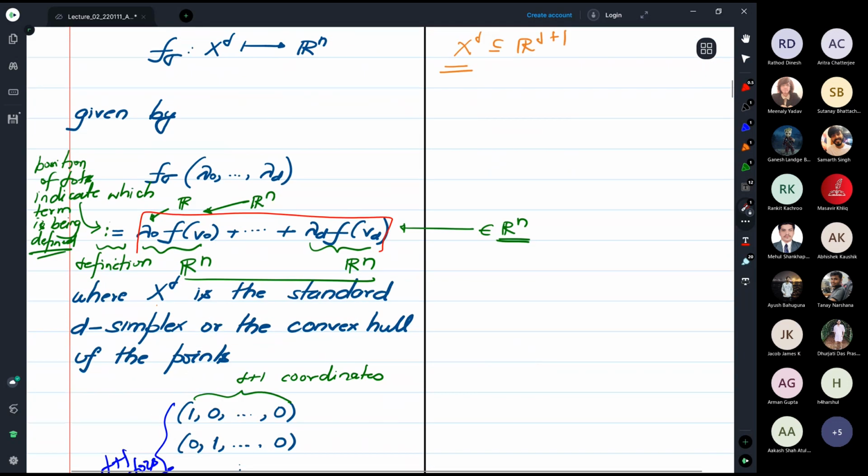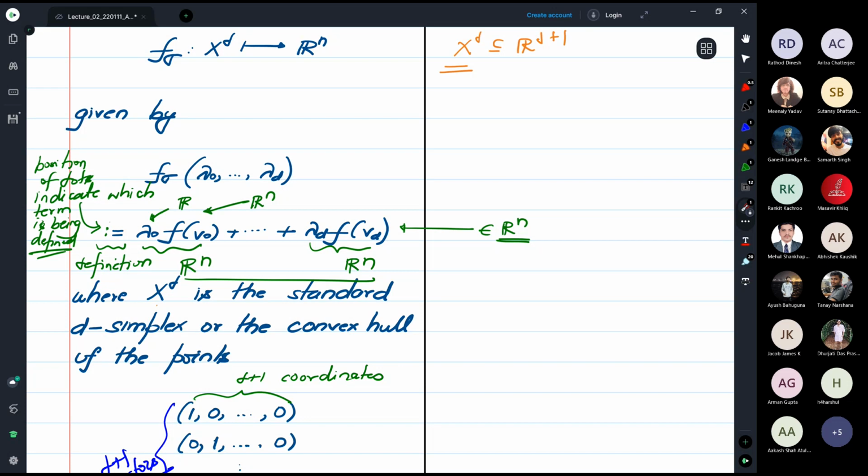Is this okay? Let me pause here for a couple of seconds. If there are any questions with regards to the way we have defined f sigma, this may be a good place to ask. Hello, sir. Sir, f of v0 up to f of vd are the vectors, right? Yes. And lambda 0 into f of v0, those terms are the scalar multiplication, right? Scalar multiplication of a vector in Rn. That's correct? Okay. All right. Are there any more questions?